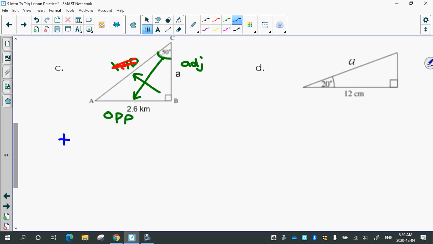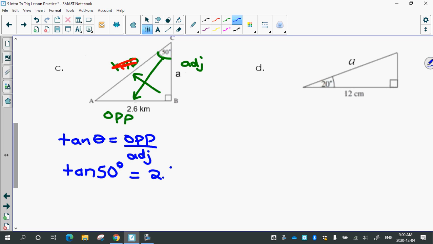So the tangent of angle theta is opposite over adjacent. That's the formula. Okay? Then I substitute. Tan of angle, so 50 degrees, equals 2.6 over A. Okay, so let's put a star on this question.